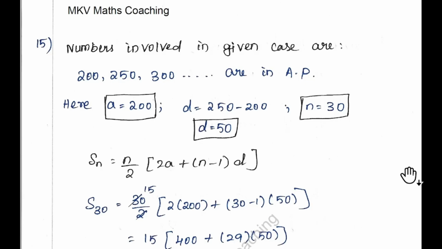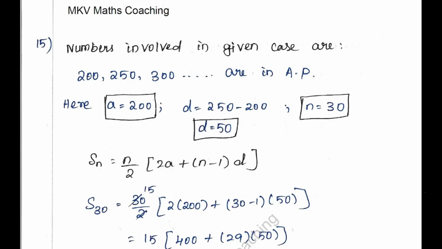Let's begin the 15th question in exercise 5.3. Take the 15th question in your textbook and read it with me. A contract on construction job specifies a penalty for the delay of completion of a job: 200 rupees for the first day, 250 rupees for the second day, and 300 rupees for the third day. So for the delay of first day it is 200, for the delay of second day it is 250, and for the delay of third day 300.